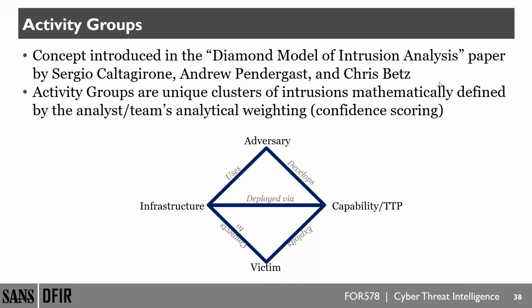Well, if you dive into that paper, the methodology they describe, there's actually some equations in there, some math. I know it's kind of scary, but there's a mathematical process you can go through to try to weight what you care about based on your requirements. Do I care about capability or infrastructure, adversary or victim more? And then start to cluster together those different intrusions. So the process that they recommend in that paper, that's kind of a lot of work. Maybe you're not an equation person, I'm really not.